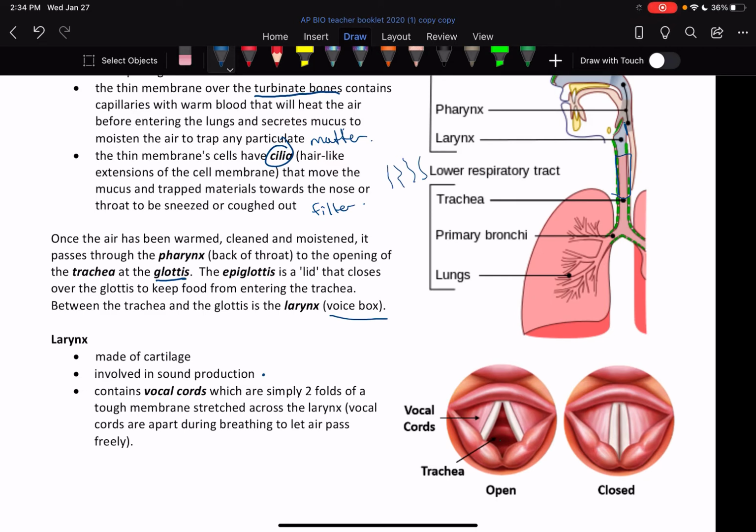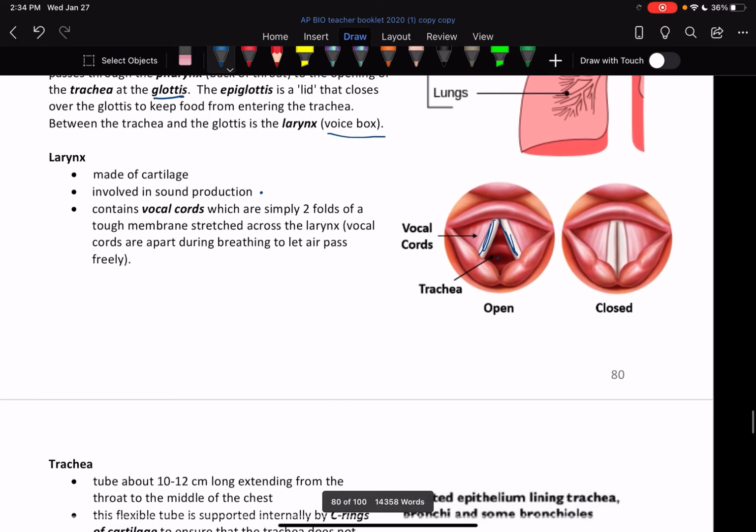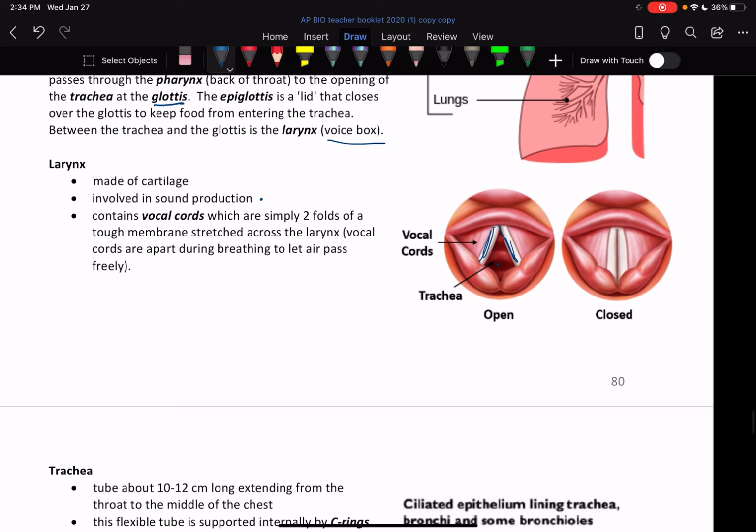You can see the trachea underneath. This is like a top-down view. And you can see these vocal cords, these tough membranes, okay? And when we're breathing, they're apart to let air pass freely, okay? But they can close when we're not breathing. And what happens is we push air through these vocal cords and they vibrate. And when they vibrate, they create sound.